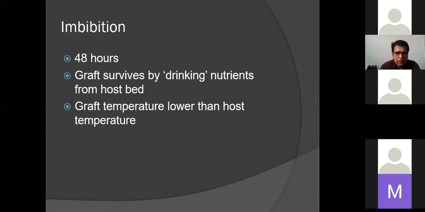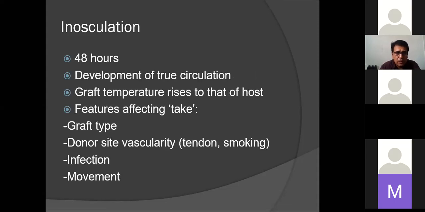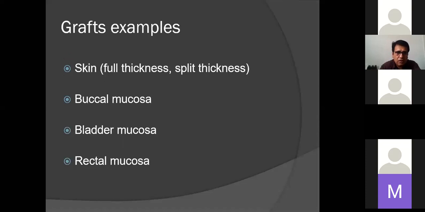With the graft, there are 2 processes: imbibition, which is for 48 hours, where the graft takes nutrition from the host bed, and inosculation, when the graft takes its supply from the circulation that has developed along with that graft. You will discuss these grafts in plastic surgery. Graft examples, where you can take the graft from, are skin, buccal mucosa, bladder mucosa, or rectal mucosa.